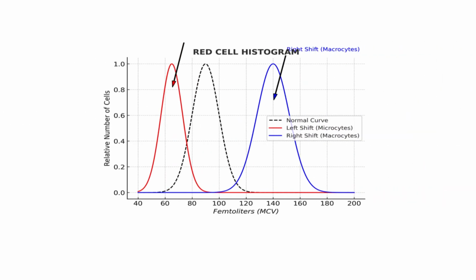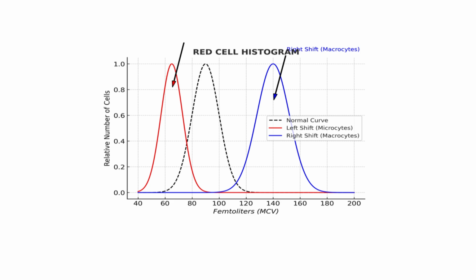The red cell histogram is a graphical representation of the distribution of red blood cell sizes, measured as mean corpuscular volume, or MCV. The normal curve is shown as a smooth, bell-shaped distribution. This represents the expected size range of normal red blood cells in a healthy individual.